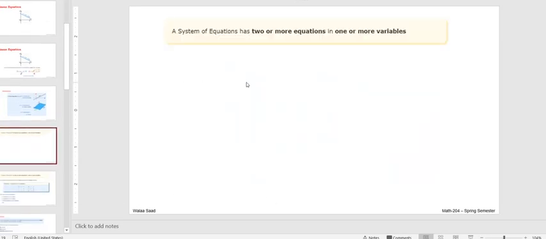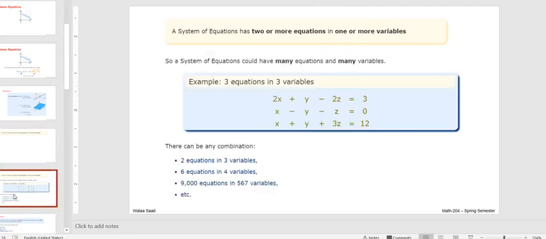So the system of linear equations that we will be dealing with is a system of 2 or more equations in 1 or more variables. So we'll have at least 2 equations that we need to satisfy both, and we will have 1 or more variables, like we will see. This is an example of that system. This system is composed of 3 equations in x, y, and z, which means 3 unknowns. It can be 2 equations in 3 variables, or 9,000 equations in 567 variables, or any combination.